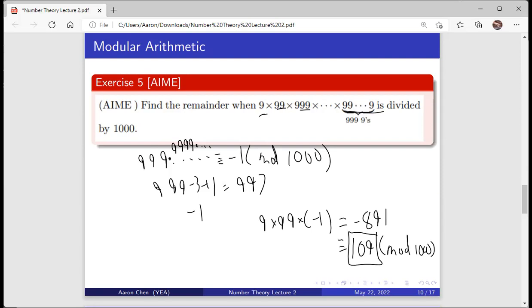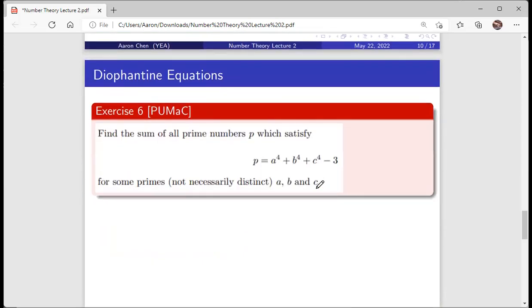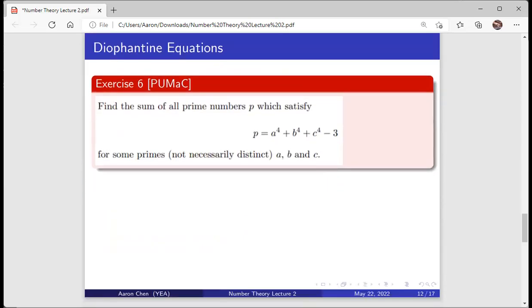So that's this question. Now we'll move on to the exercise. Now we start going over number theory. I want to find the sum of all primes p such that p is of the form a to the fourth plus b to the fourth plus c to the fourth minus 3, for some primes a, b, c.